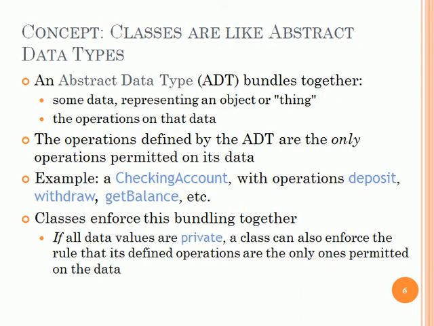The next concept is classes are like abstract data types. In an abstract data type, there is some data representing an object or thing, and also the operations on that data. So for the checking account, the various operations are deposit, withdraw, get balance. So here the classes enforce this bundling together, and if all data values are private, a class can also enforce the rule that the defined operations are the only ones permitted on the data.